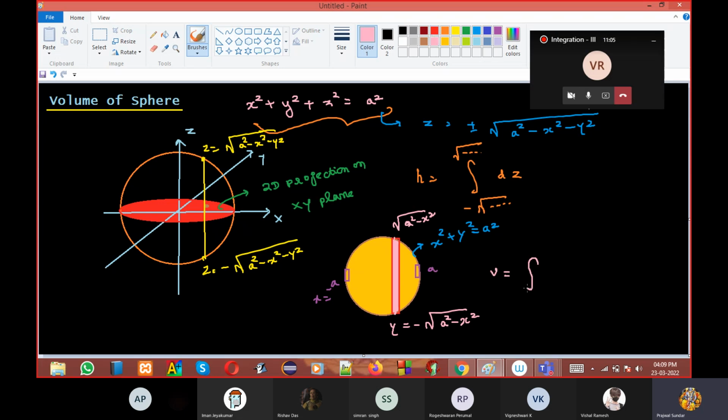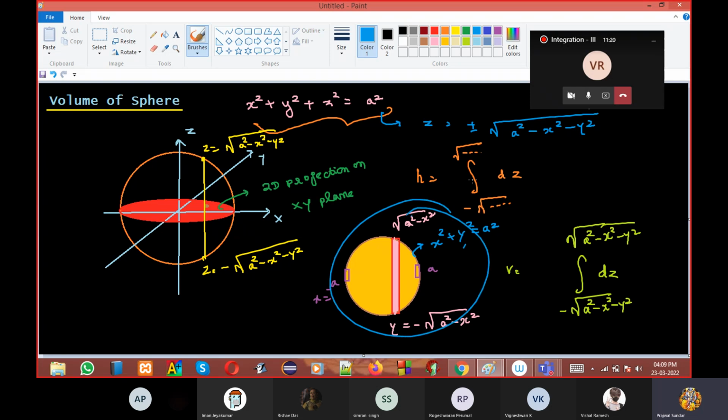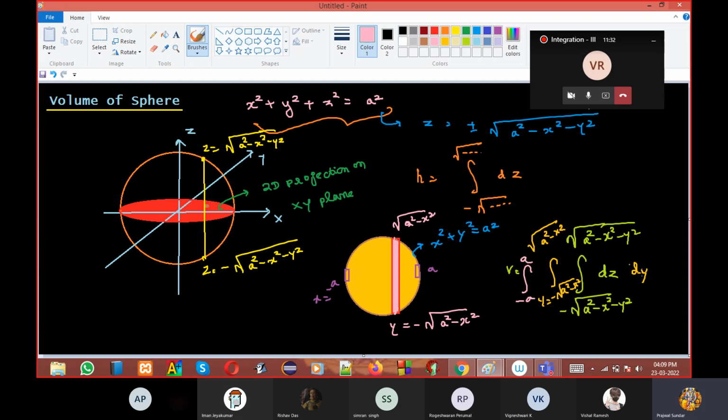Volume equals the integral dz from minus root of a squared minus x squared minus y squared to root of a squared minus x squared minus y squared. Then you will come back to 2D. You will visualize the vertical strip. For the vertical strip, I will integrate y from minus root of a squared minus x squared to root of a squared minus x squared, dy. Then finally integrate minus a to a, dx. This will be the final volume integral.